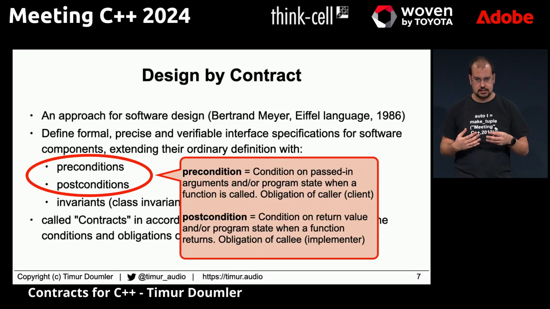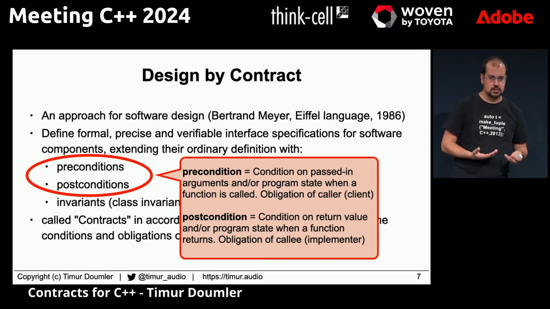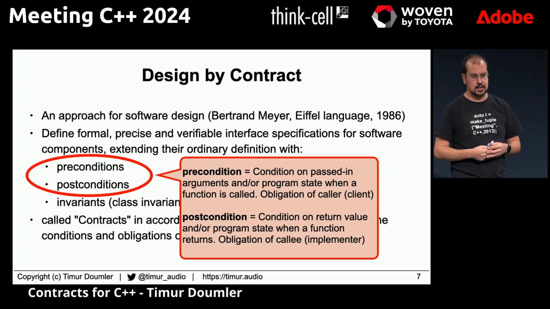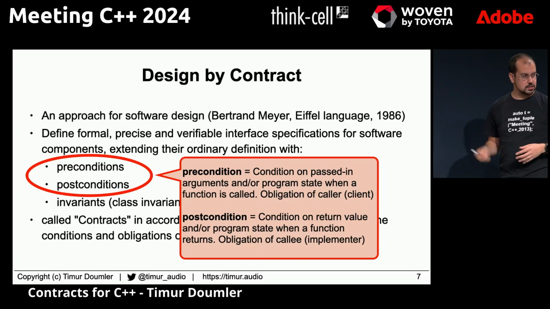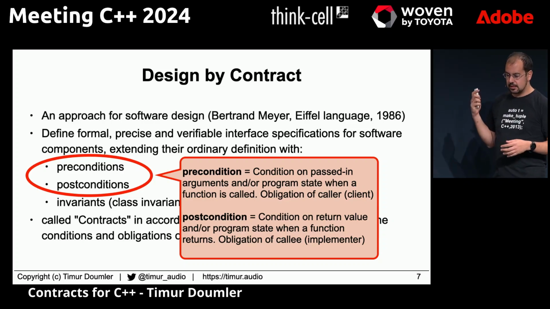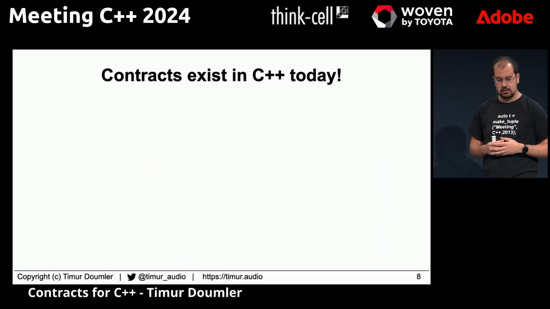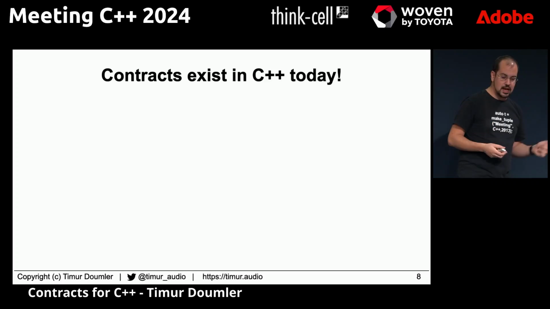And the contract is that when the function returns, those conditions will be satisfied, and that is on the implementation of the function to satisfy that part of the contract. So preconditions, postconditions. And those contracts actually exist in C++ today, right? So that's not a new thing at all. That's a concept that we have today.